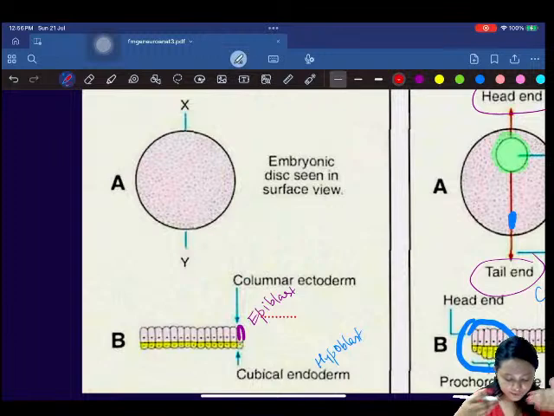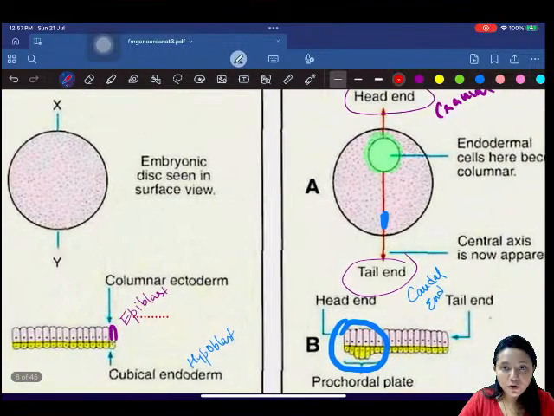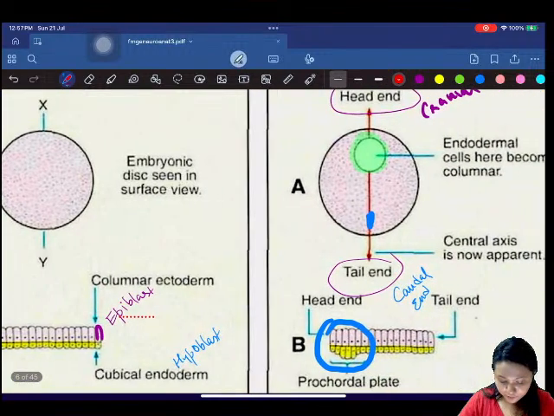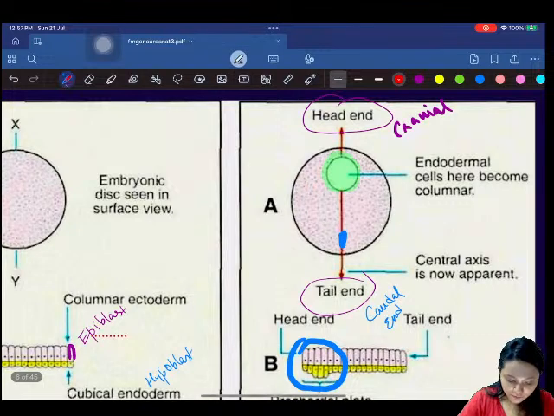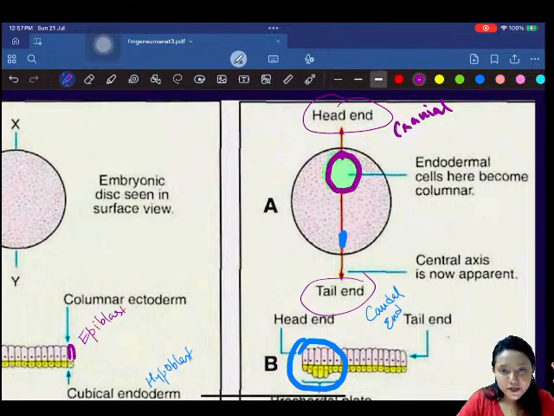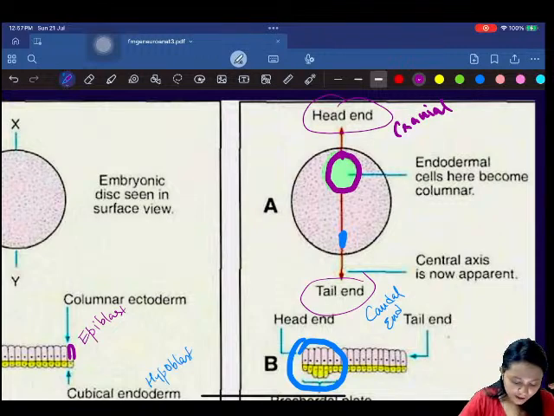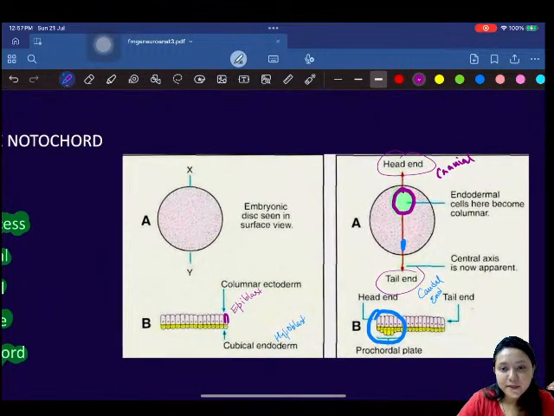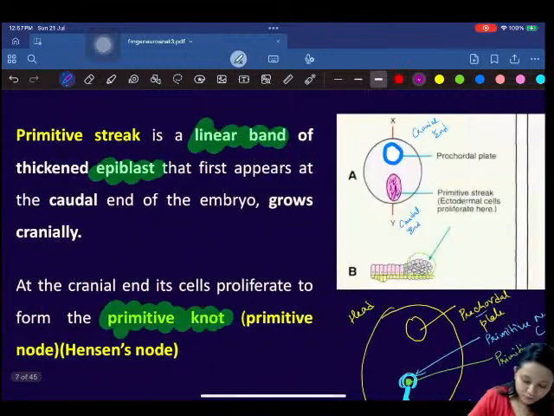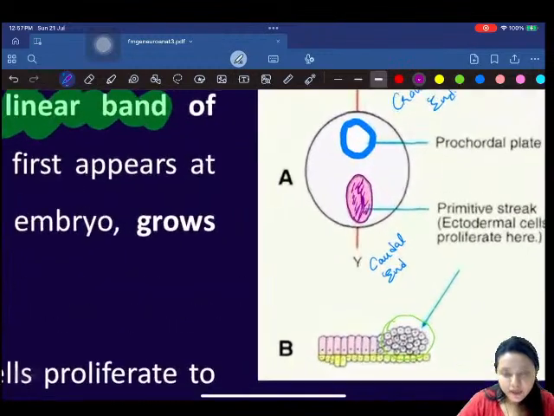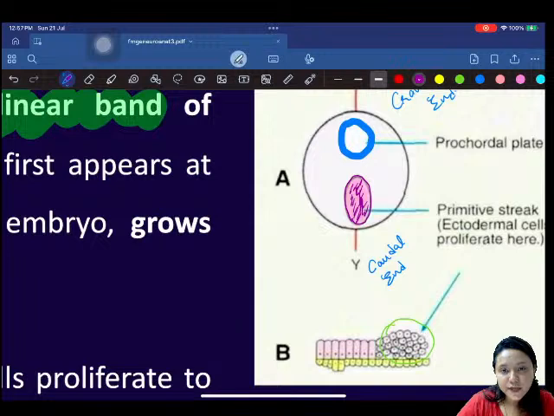In the embryonic disc we can see the columnar epiblast and the cubical hypoblast. There is a formation of a procaudal plate in the head, the cranial end, and in the tail end you will have the formation of a primitive streak, and in the head end the formation of your procaudal plate.